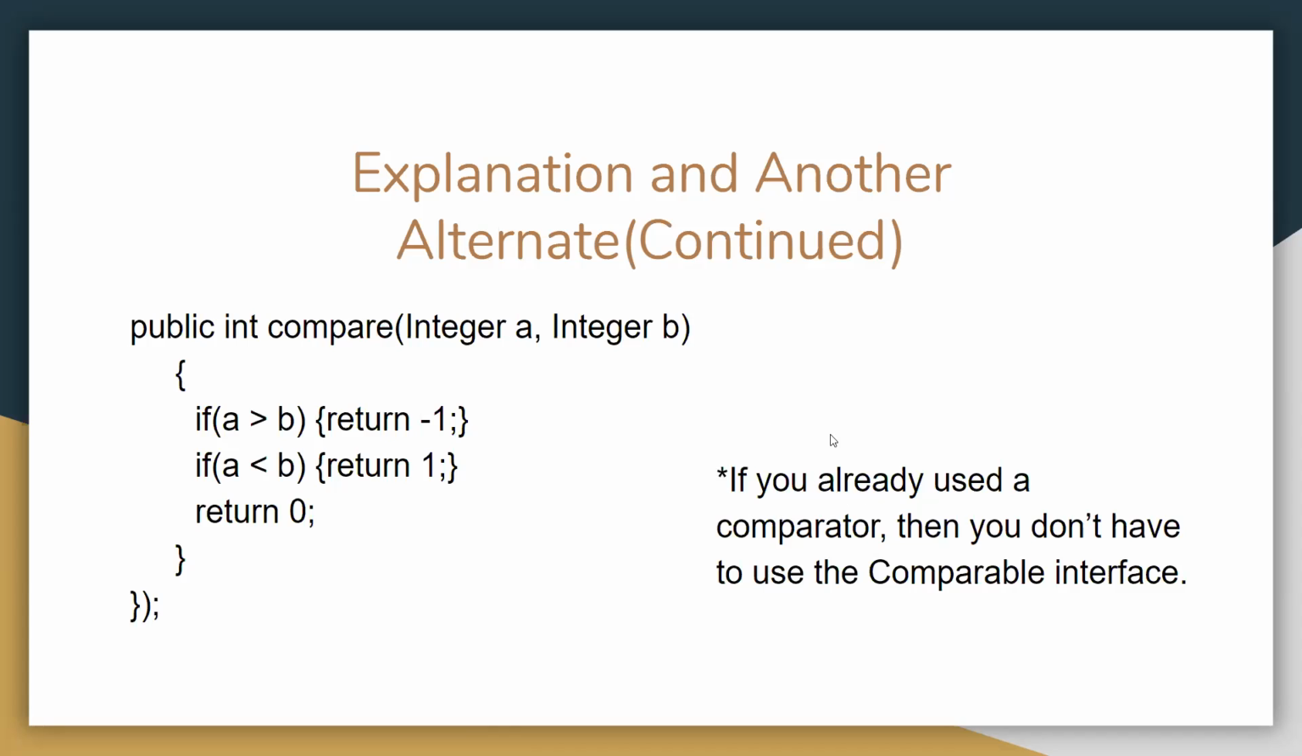So just as a note, if you already used a comparator, then you don't have to use a comparable interface. Since they're both comparing, they do the same thing basically. You notice that the compare method is basically the same as the compareTo method, so there's no difference either way which one you do. But just generally, if you're doing objects, use comparable. If you're doing integers, doubles, that kind of primitive data type stuff, then use comparator. But you don't have to do both.